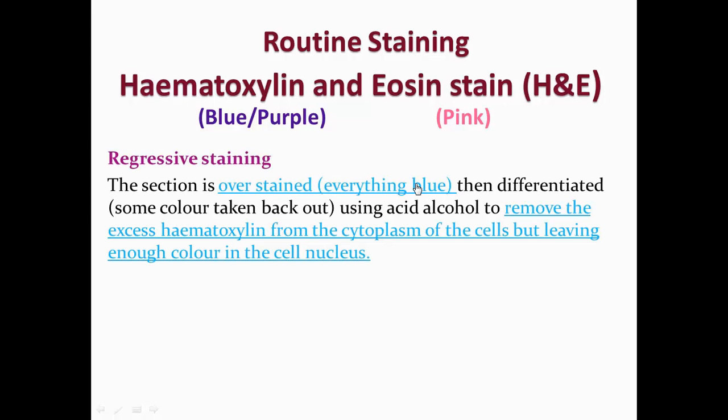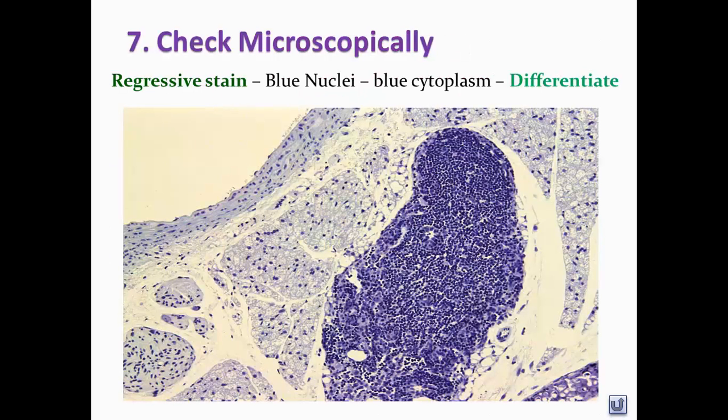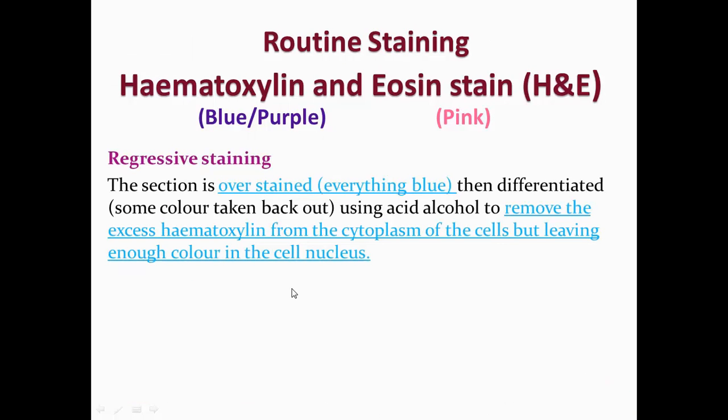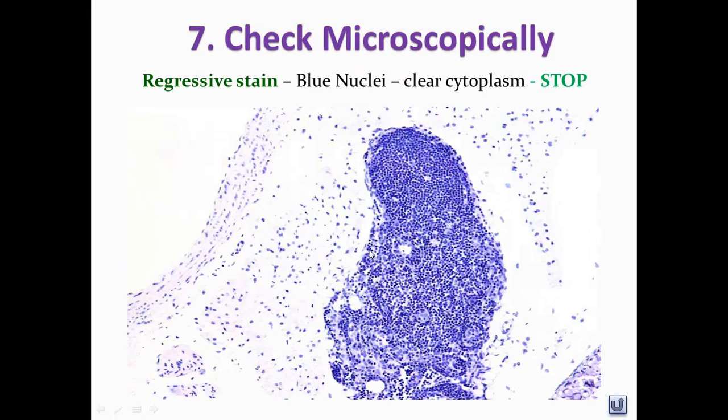Here's an image of an overstained section. You can see that the dots, the blue nuclei, are nice and dark, but the cytoplasm, the cell background, is still quite blue. After it's been treated with acid alcohol to remove any excess hematoxylin, it looks a little bit like this. You can see now that the nuclei are still nice and blue, but the cell background is clear, or light grey.